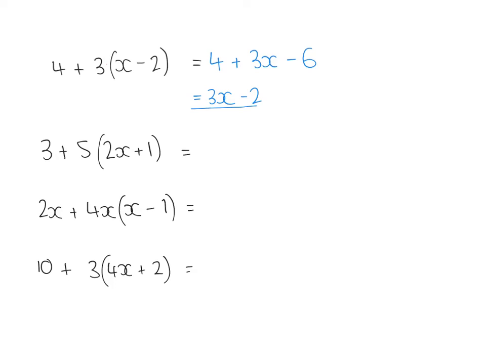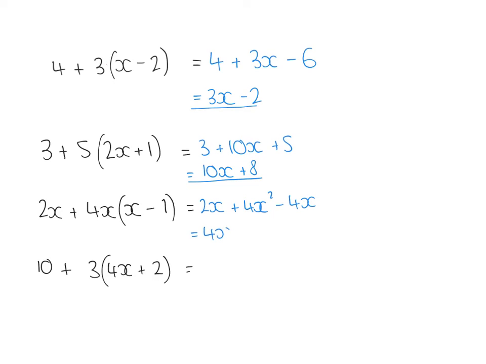Okay, so pause the video, have a go at those. Okay, let's have a go through. So, remember we keep the number on the front, so we do 5 times 2x, positive 10x, and then 5 times 1, plus 5, simplify that, 10x, plus 8. Here, we keep the 2x at the front to start with, 4x multiplied by x gives us 4x squared. 4x multiplied by minus 1, 1 positive, 1 negative, minus 1 lot of 4x, minus 4x.